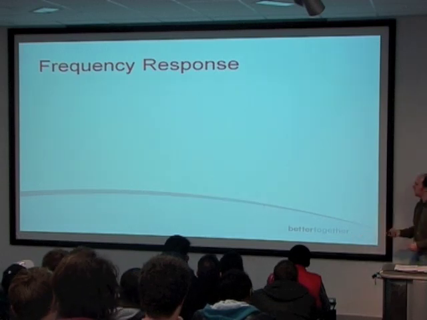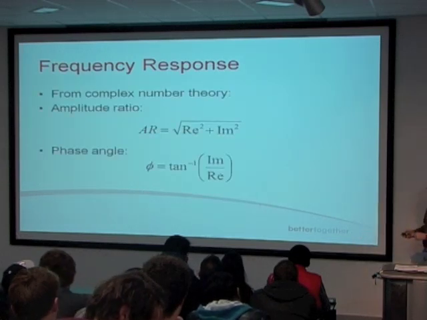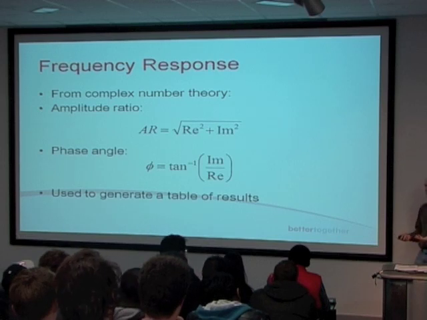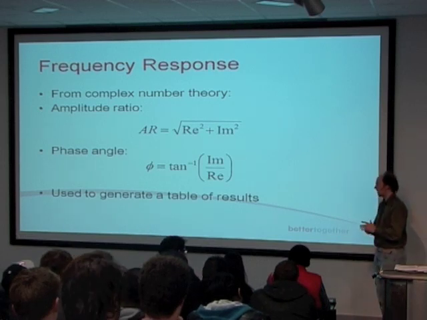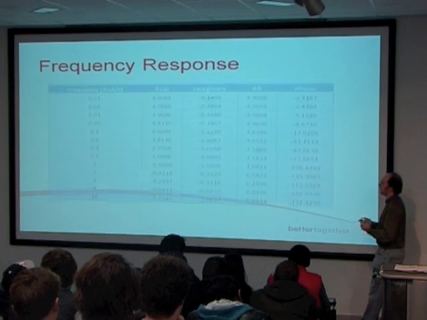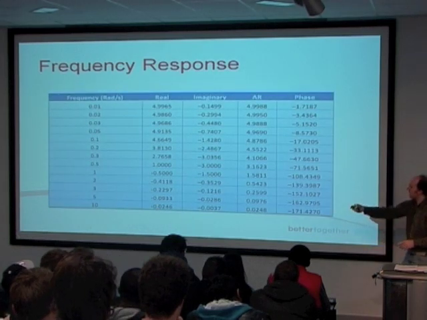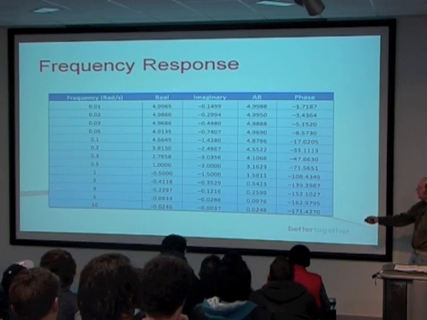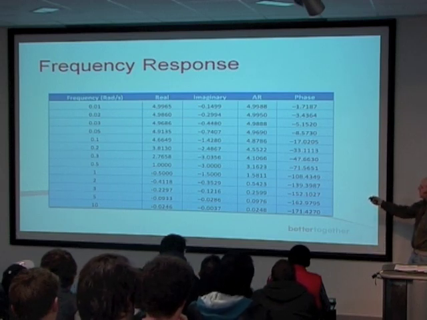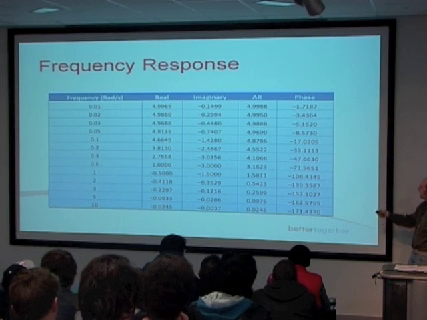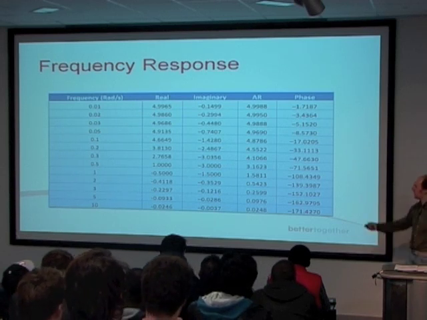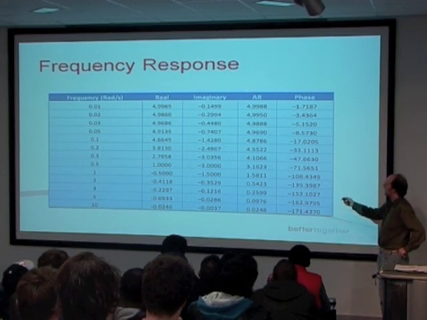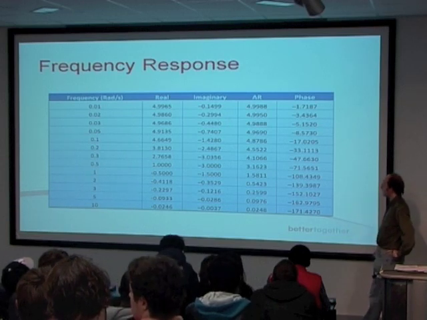And so what we can do, once you've got these equations, you can then use them to generate a table of results. And that looks something like this for that system. So I've got a range of frequencies down here, and here I've got the real number, the imaginary number, and so I've got the amplitude ratio, and then I've got the phase angle. I've used those two columns to generate this column and this column.